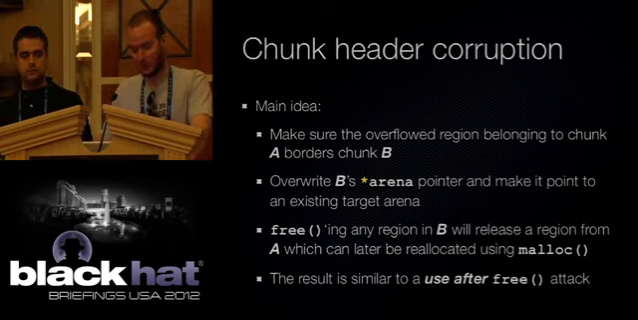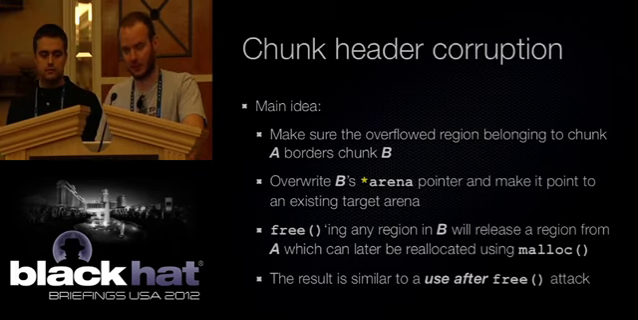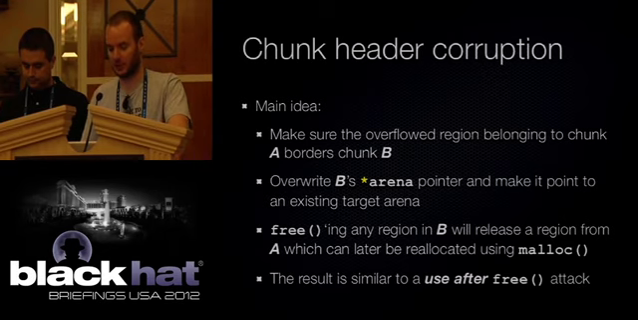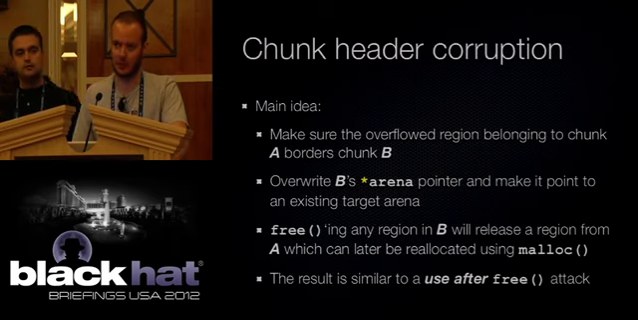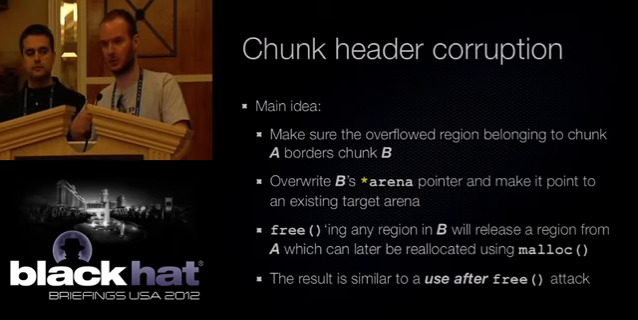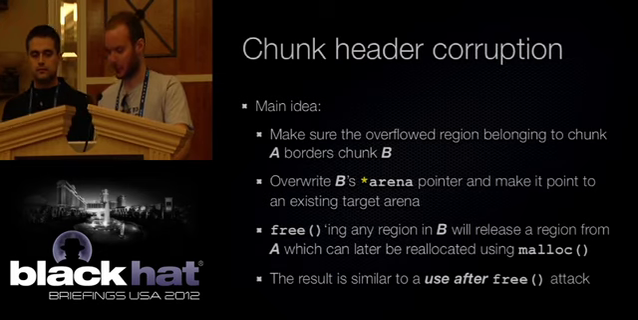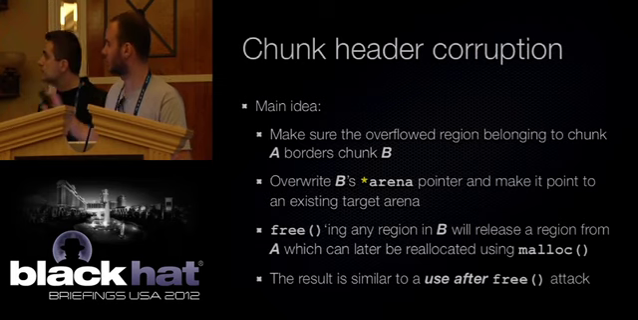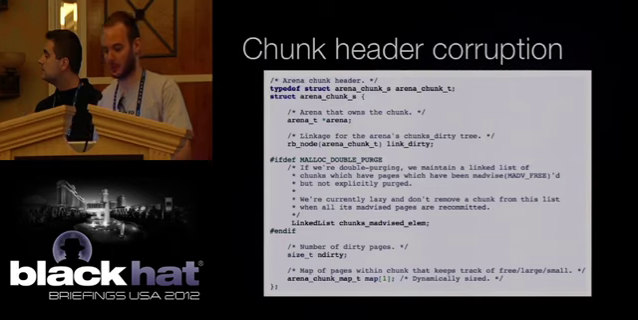Freeing any region in B will now release a region from A. Calling malloc for the same size class will return a region from chunk A that is already allocated and used by the program. This result is very similar to the attack that Patroklos described in the previous slides. So here's the chunk header, and as you can see, the arena pointer is the very first element of this structure. So you can easily reach it and overwrite it.